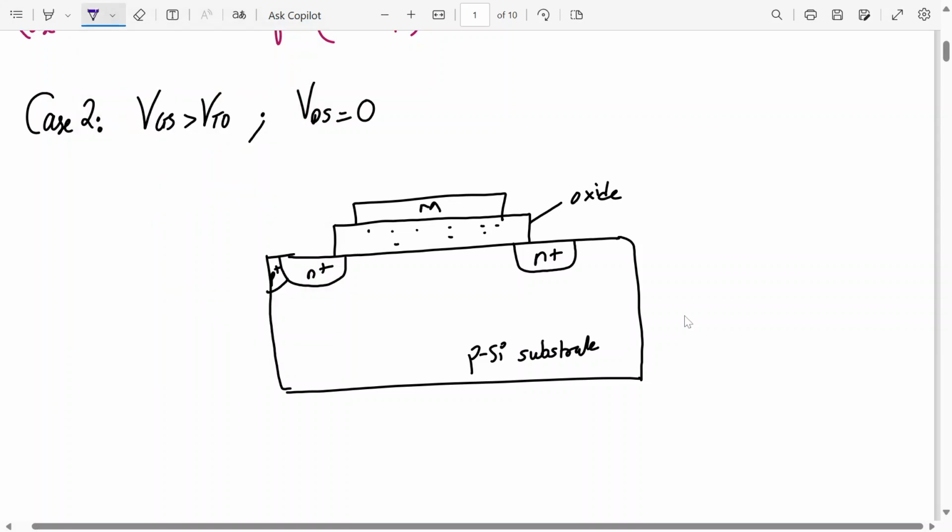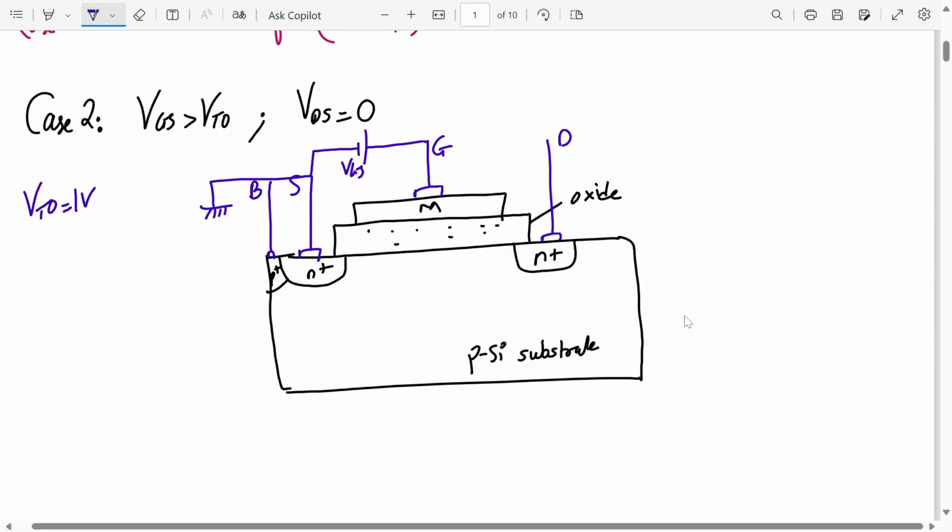Now let me draw the terminals again. This is the source terminal, this is the body terminal. Source and body are connected together for N channel. This is my gate terminal and this is my drain terminal. So what are the conditions? We have applied VGS, which is greater than VTO. How much was VTO? 1 volt. So let's say the VGS we have applied is 1.5 volt. So we have applied 1.5 volt and VDS is 0. So that means this terminal is still grounded. Okay. So the drain terminal is grounded. Between gate terminal and source terminal we have applied VGS equal to 1.5.